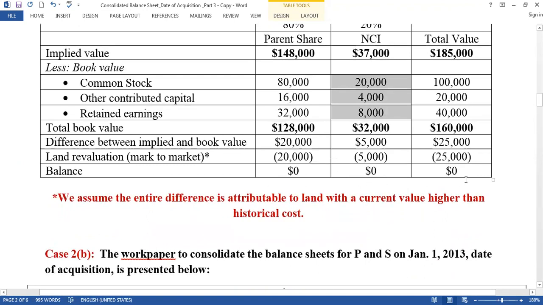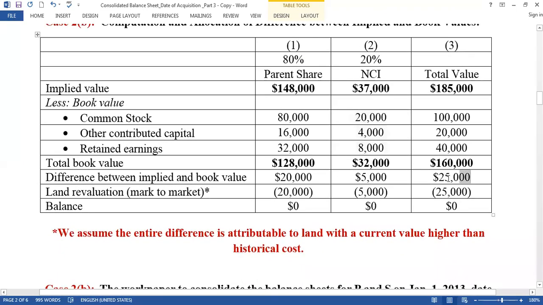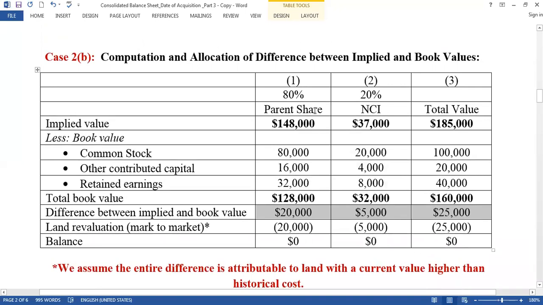Now we find that there is a difference, and the difference is positive. Sometimes in your question, the difference may be negative also. Here the difference is positive. Why? Because the implied value is higher, and the book value is lower. So as book value is lower, the difference is positive. We also allocate the difference 80% to the parent company and 20% to the subsidiary company.